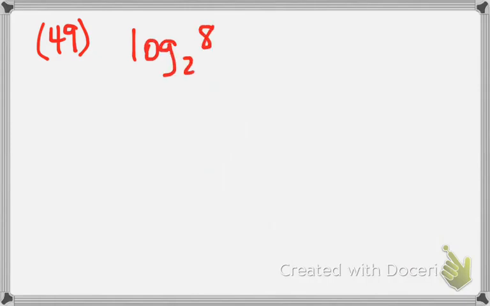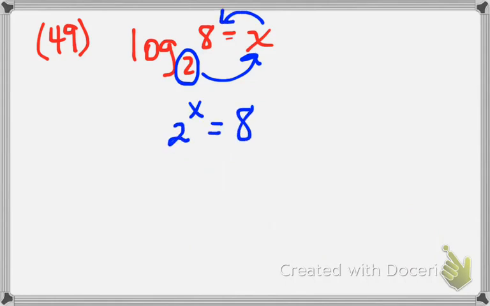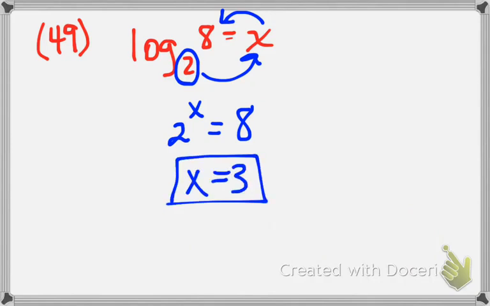Okay, number 49. I have log base 2 of 8. I'm going to write it equal to x. Then I'm going to write this 2 to the x power equals 8. And I could try it in the calculator, or I could try to work it out in my mind. So I'm thinking 2 times itself, how many times will give me 8? So x has to be 3, because 2 times 2 times 2 would give me 8.